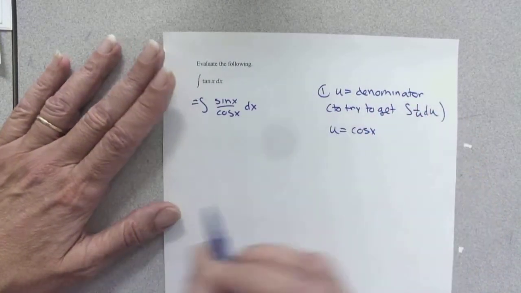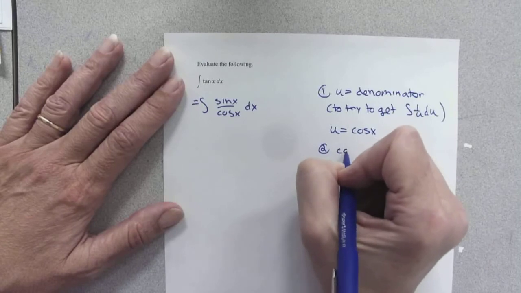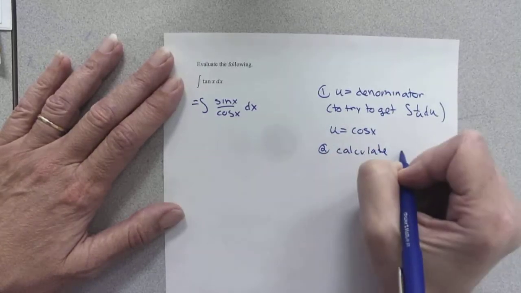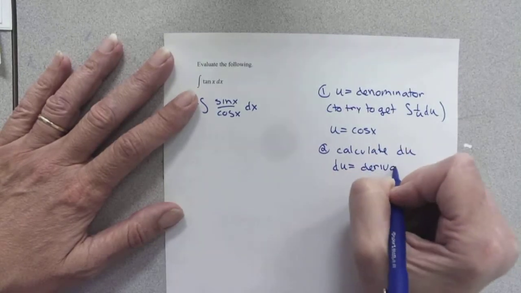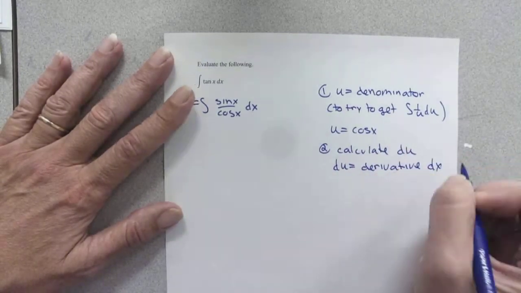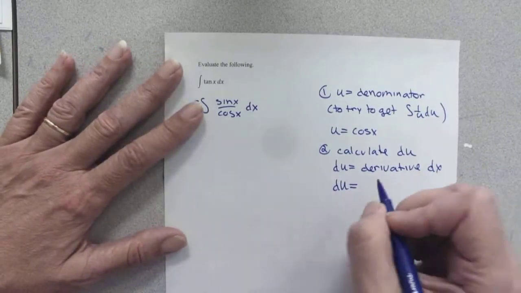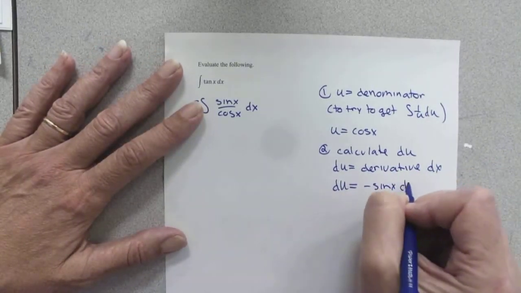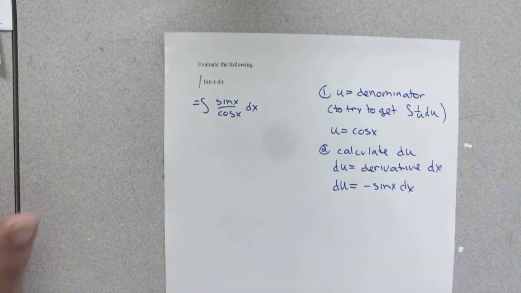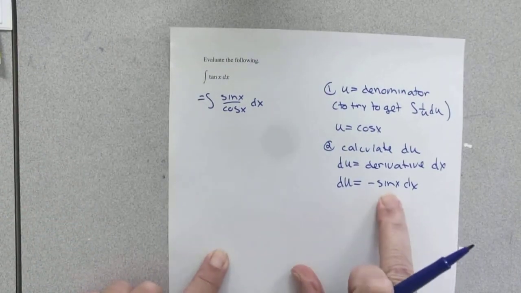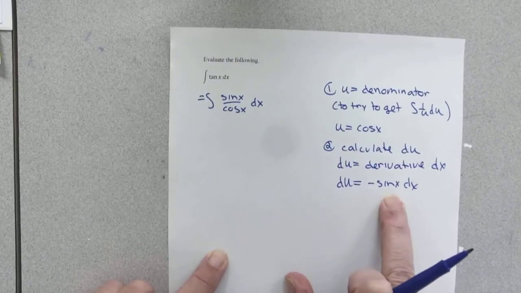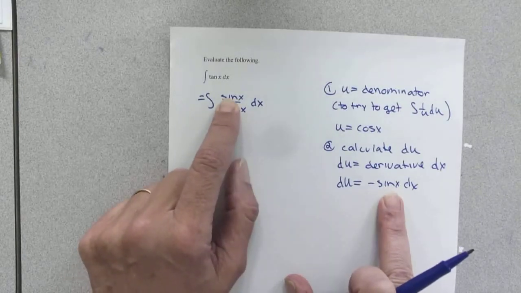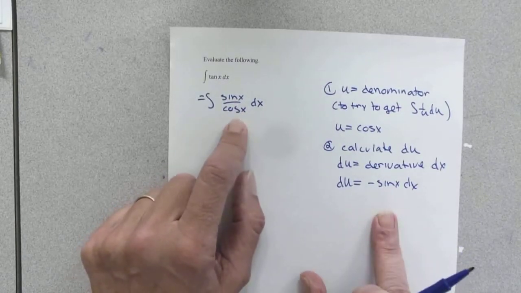So we'll let u equal cosine x. And then we're going to calculate du. And remember, that's just the derivative times dx. And so du will be negative sine x dx. And then start making these little checks. Do I have the variable stuff of du? Is it sitting in the problem? The variable stuff of du here is sine x. There's a sine x sitting in the problem, so this is going to work.